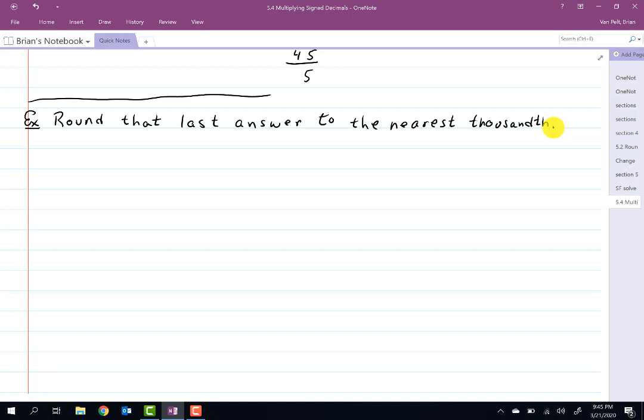All right, so let's see what we had here. We had negative 0.605s, and the 5s went on forever. The thousandths spot is right here, and then the digit after it tells us to round up. So negative 0.606.